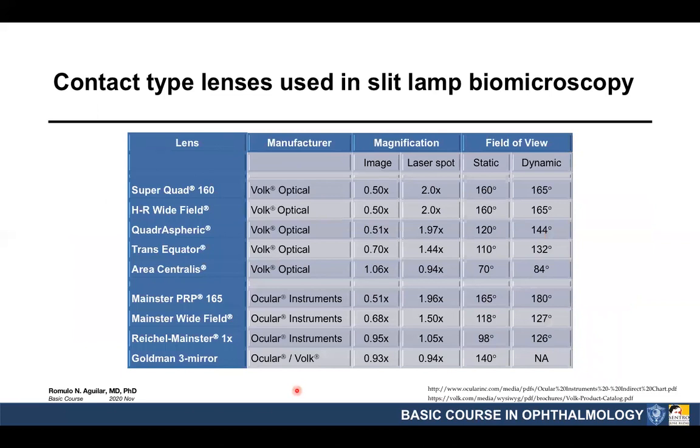Again, a tabulation of the different lenses and their image magnification and their field of view. Okay? Super Quad is about 160, but the Mainster beats it at 165. And if you do dynamic examination, that means you move the lens around, you can go as high as 180. Okay, so that will be a guide on what lens you might choose to buy.